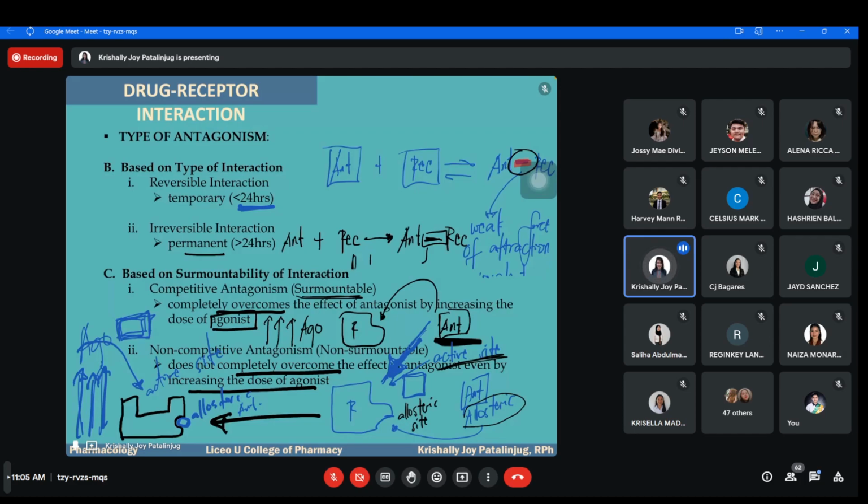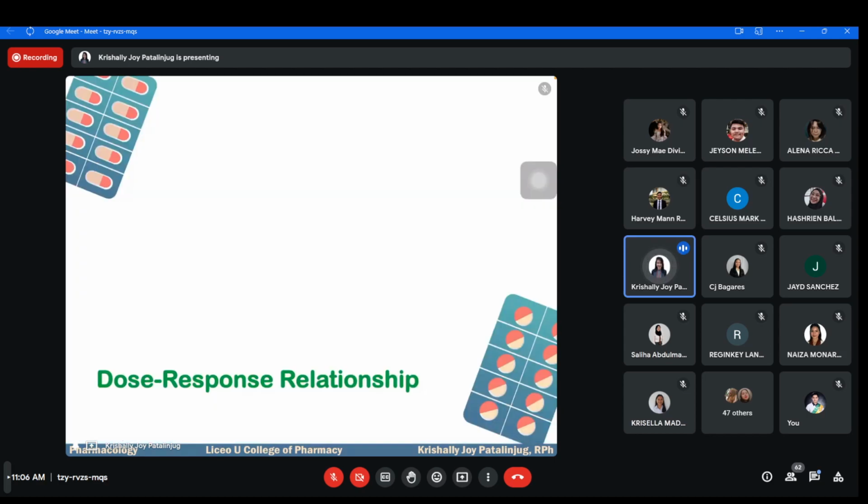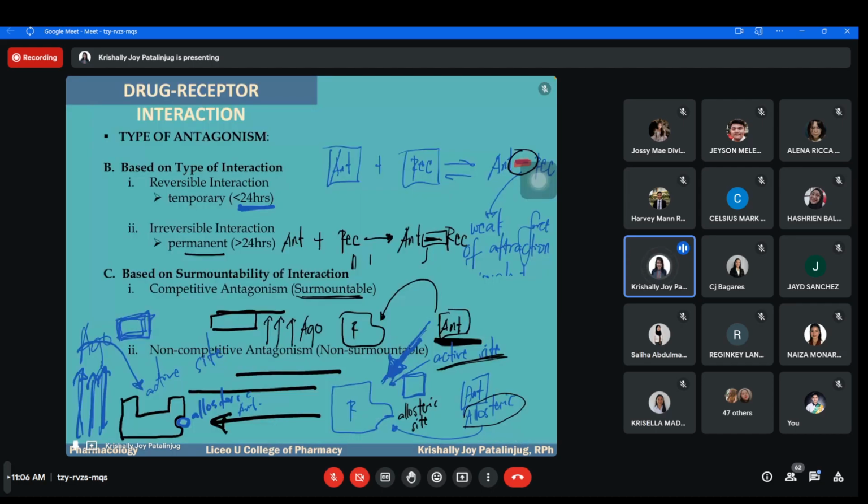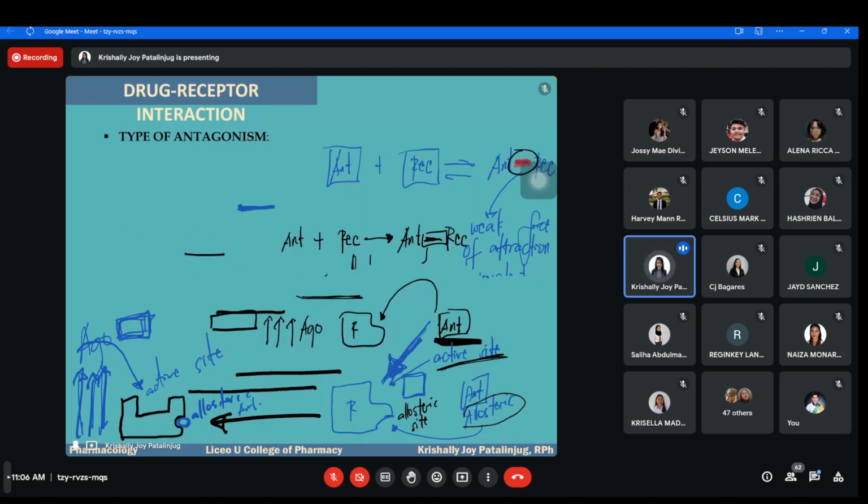Okay, so that's the difference between competitive antagonism and non-competitive antagonism. So again, competitive, if upon increasing the dose of agonist, we can overcome the effect of the antagonist. Non-competitive naman kapag cannot completely overcome the effect of antagonist even by increasing the dose of the agonist. Okay, so those are the different types of antagonism. So we have based on mechanism of action, interaction, and based on the surmountability.